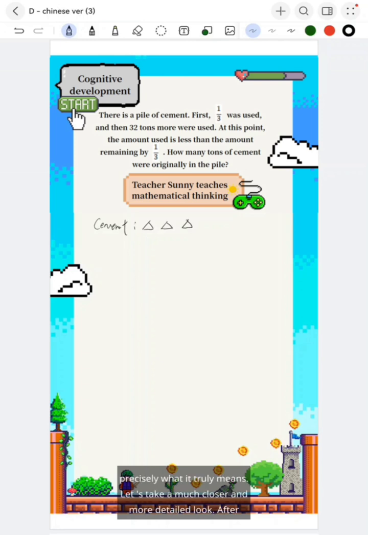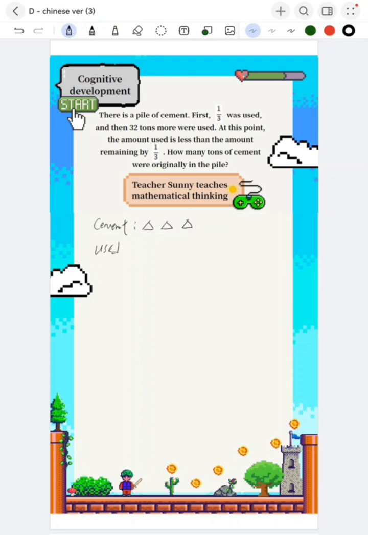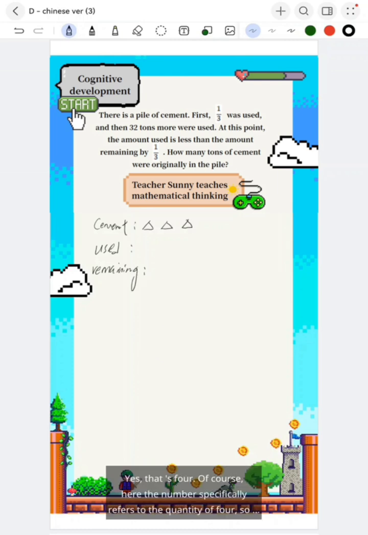Let's take a much closer and more detailed look. After utilizing some of the cement, there will inevitably be some remaining material. So, we absolutely need to clearly and completely account for these particular things. So, how exactly do we effectively express this complex concept? The cement you used, and the cement that's left?